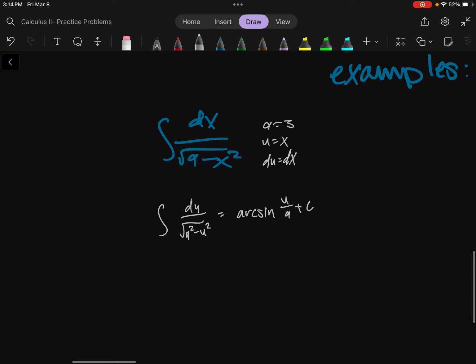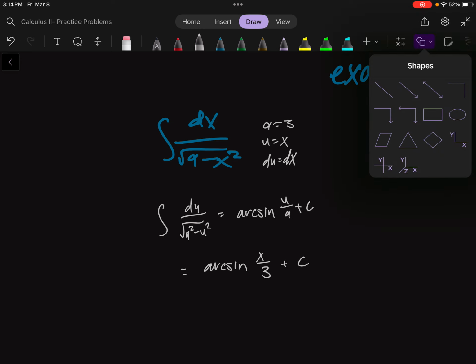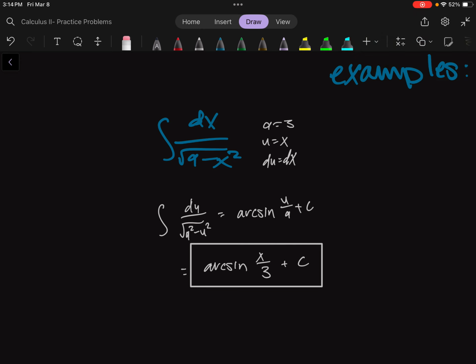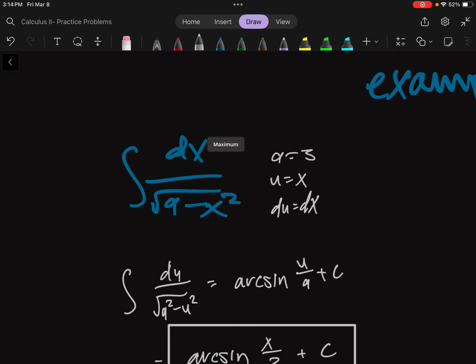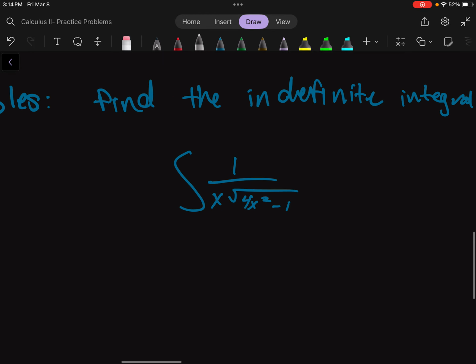So the integral is just going to turn into arcsine of u over a, x over 3, plus c. And that is the final answer, because if you were to take the derivative of arcsine of x over 3, you'd get this function. Okay, so how about this one?